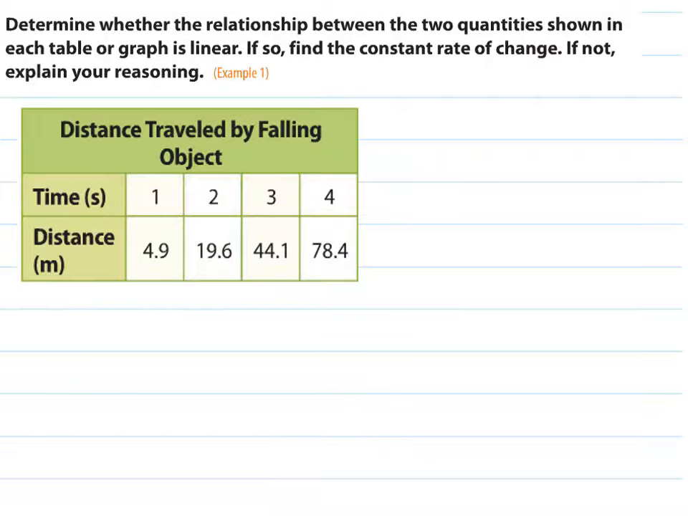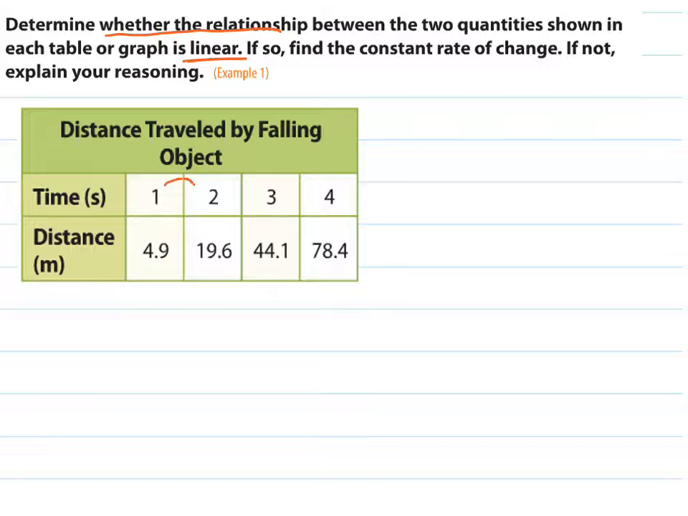Let's look at another example. Determine if the relationship between the two quantities shown in each table or graph is linear. If so, find the constant rate of change. If not, explain your reasoning. So again, first we need to determine whether the relationship is linear. And if it's linear, we're looking to see if they have the same amount of change.